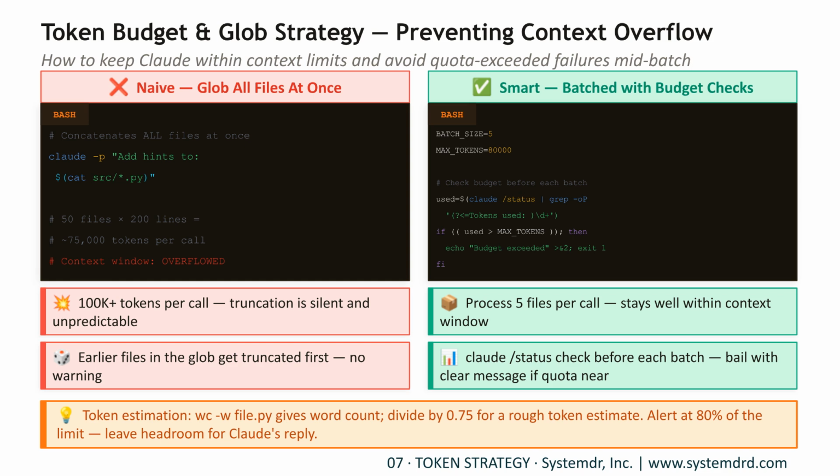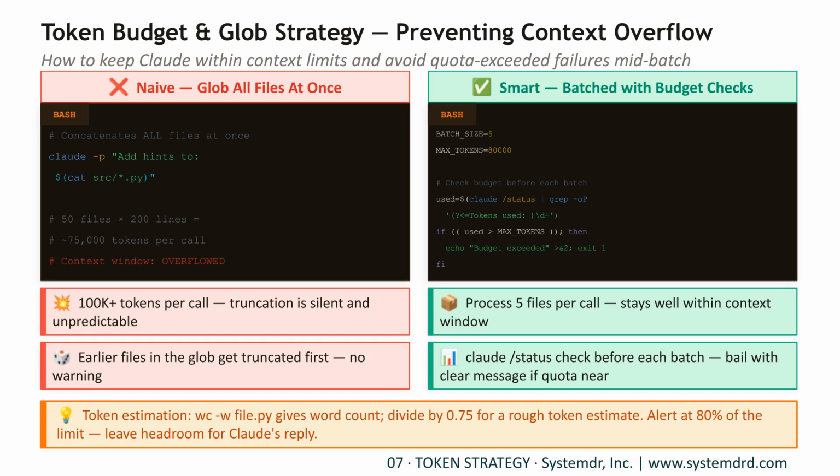The naive approach concatenates all Python files into one string and sends it as a single claude -p call. A medium-sized codebase of 50 files with an average of 200 lines each produces approximately 75,000 to 100,000 tokens in a single request. This either hits the model's input limit outright or forces Claude to silently truncate the earliest files, which you will not notice until you compare the first 10 files against the last 10.